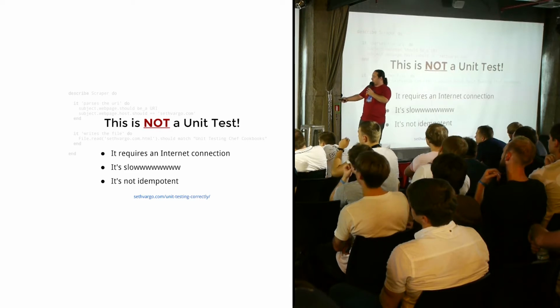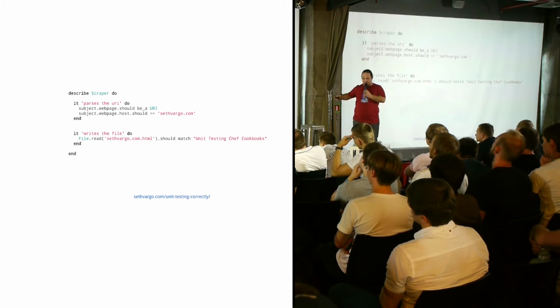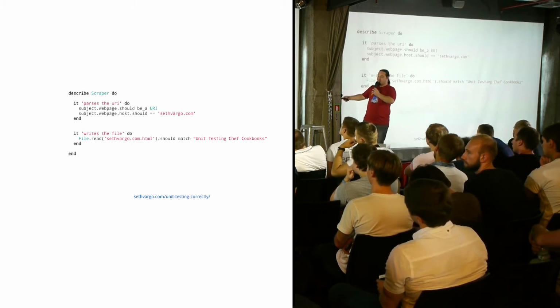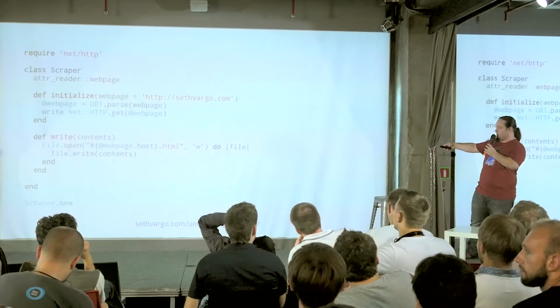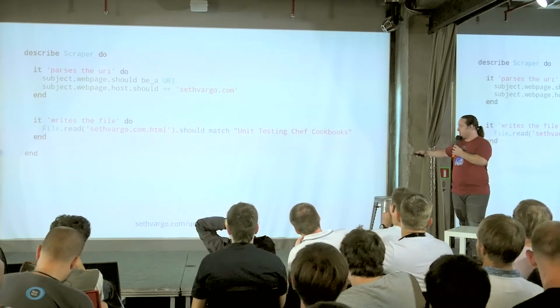For example, here, if you change the web page, this would start failing, which is like, okay, but I don't control the web page. I only control my code, and I only control my tests. I don't control what is on the web page.